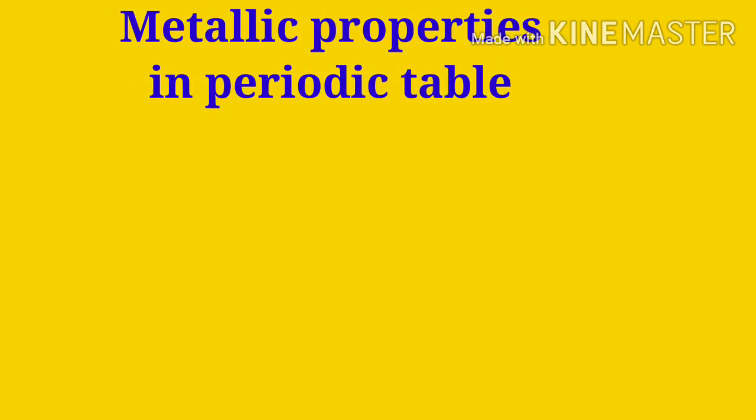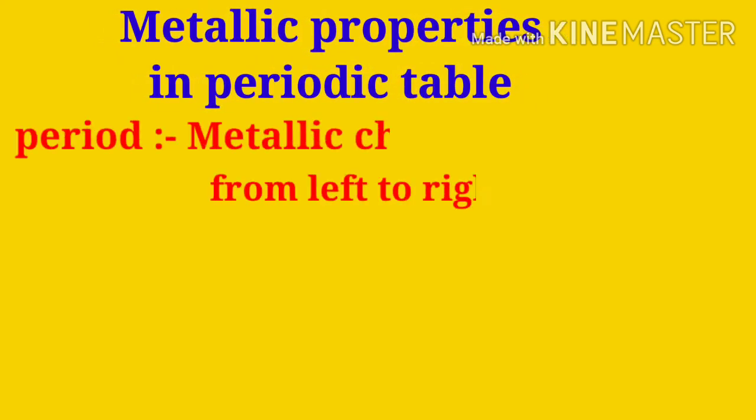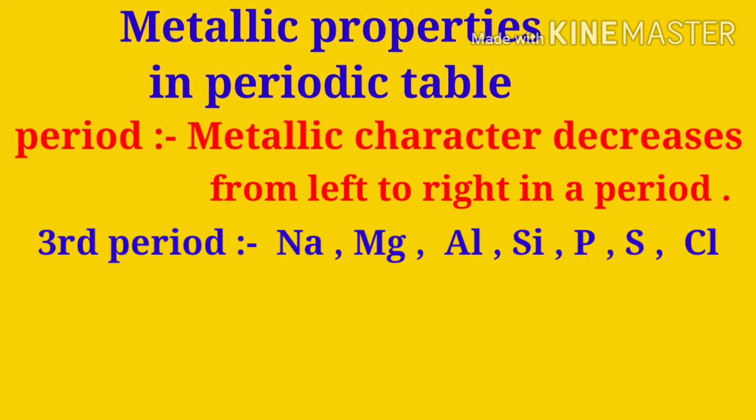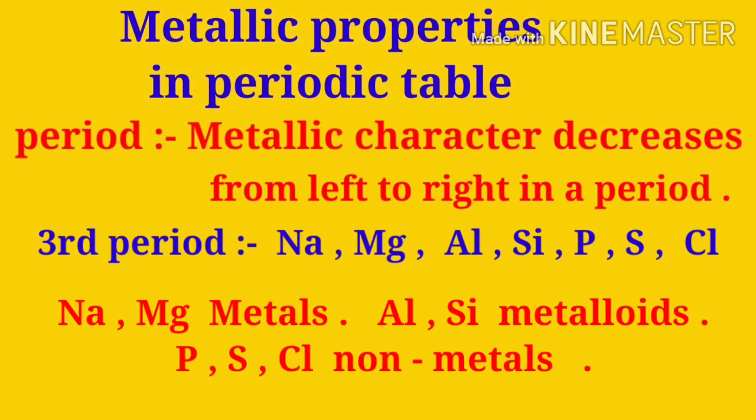Metallic properties, trends in the periodic table. Period. Metallic character decreases from left to right in a period. Example, third period: sodium, magnesium, aluminum, silicon, phosphorus, sulfur, chlorine. Sodium, magnesium, metals; aluminum, silicon, metalloids; phosphorus, sulfur, chlorine, non-metals.